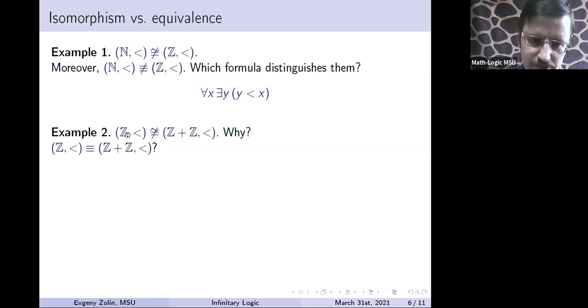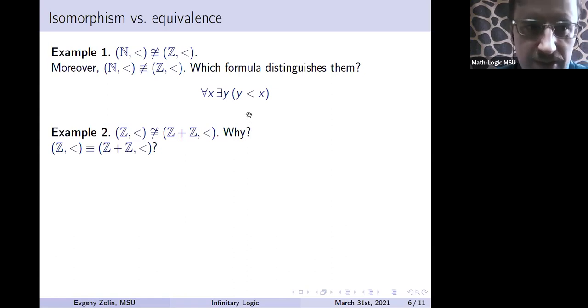You can see, for example, that some properties are the same. Less than is irreflexive here, and it is irreflexive here. So for all x, it is not the case that x is less than x. It is true here and here. Less than is transitive. It is true here and here. It doesn't have a maximal element. It is true here and here. It doesn't have a minimal element.